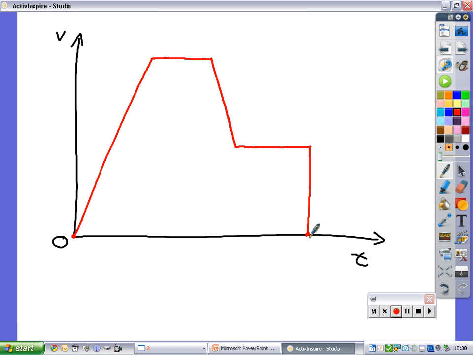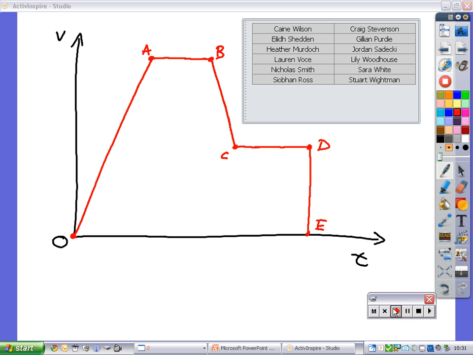Okay. Right, there is the motion of somebody jumping out of a plane. Now we're going to label the parts, and we're going to talk about which bits are accelerating, decelerating, constant, etc. Okay? So on this graph now, you've got labelled A, B, C, D, E. Okay, and you've got A, B, C, D, E on your keypads. So, between which 2 points is the object accelerating?